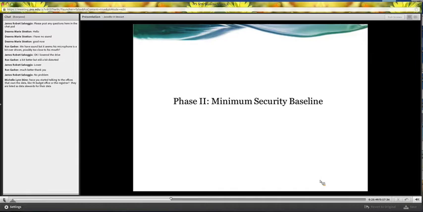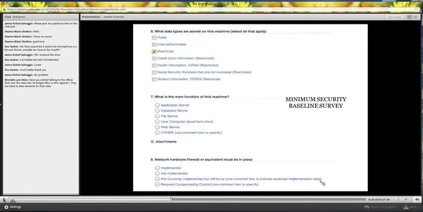So if we move on to the second phase, which is a minimum security baseline, we also have a secondary survey that's available. And this will collect more information about the technology and the devices itself. It's not looking at the people like the first survey will. This is more about the technology.